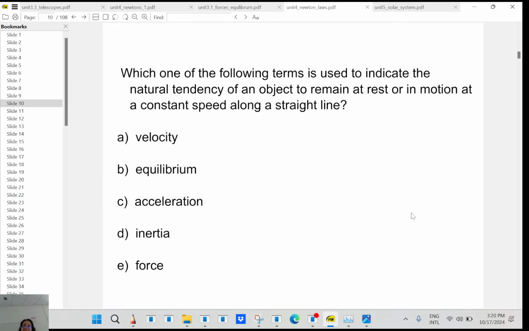So which of the following terms is used to indicate the natural tendency of an object to remain at rest or in motion at a constant speed along a straight line? Inertia. Inertia, very good, right? It's like the laziness.